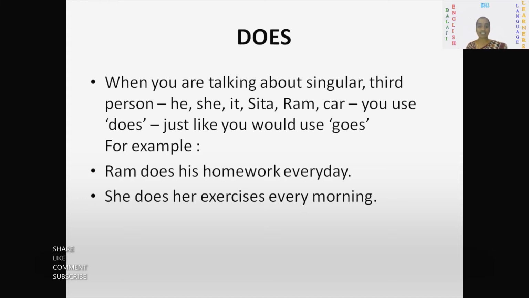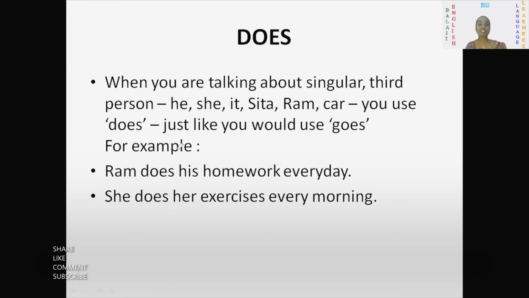Suppose, for example, I say, Ram does his homework every day. Ram, what is he doing? He will do his homework every day. So Ram is what here? He is a singular person and is also a third person. See, I, first person, you, second person, third person is someone else, right? And he is singular only, one person only. So I used does here.